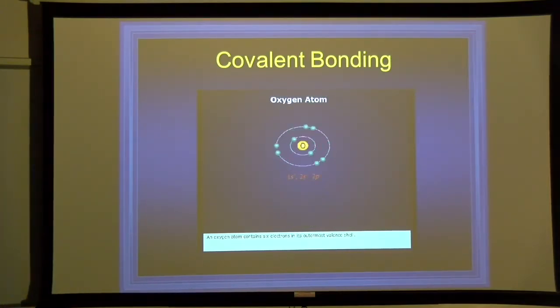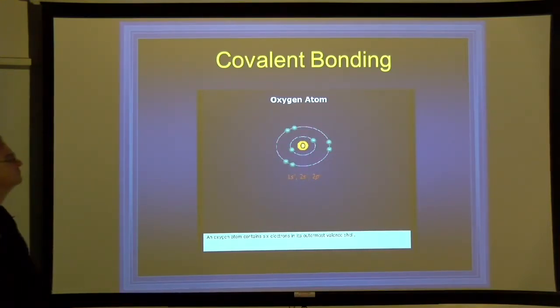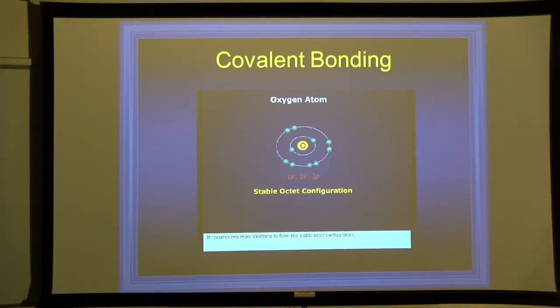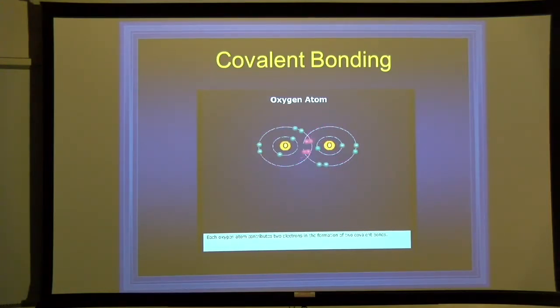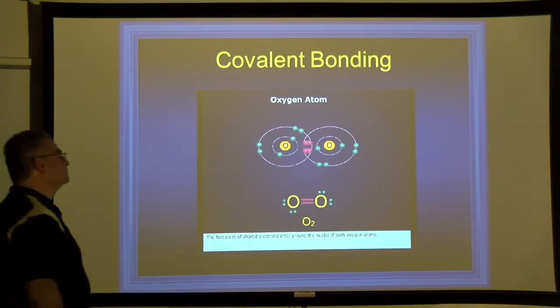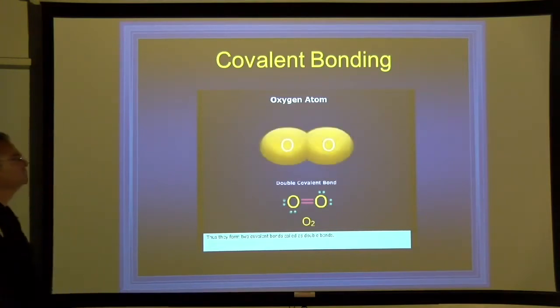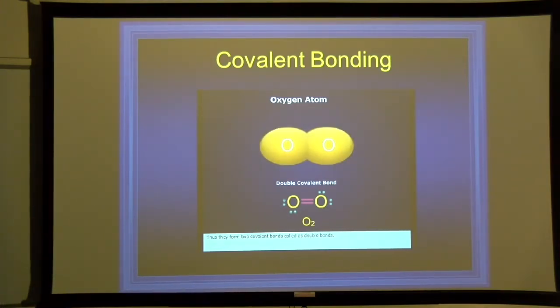An oxygen atom contains 6 electrons in its outermost valence shell. It requires 2 more electrons to form the stable octet configuration. Consider 2 oxygen atoms. Each oxygen atom contributes 2 electrons in the formation of 2 covalent bonds. The 2 pairs of shared electrons orbit around the nuclei of both oxygen atoms. Thus, they form 2 covalent bonds called double bonds.